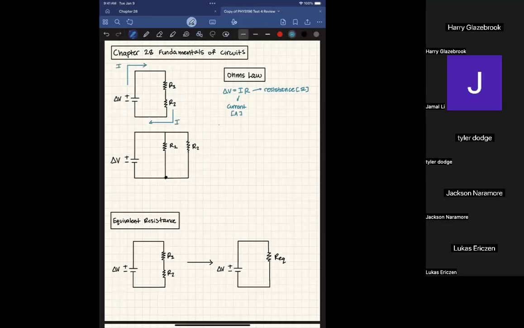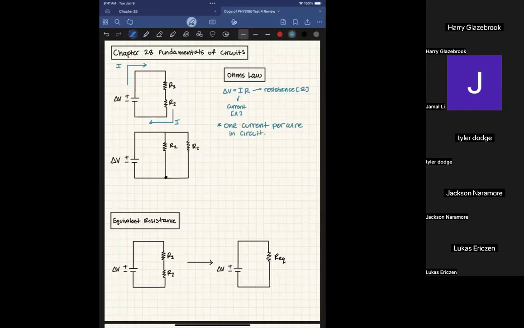One thing you want to note, if you have a circuit with no junctions like this one here, so it's just one wire, then you're only going to have one current. So you only ever have one current per wire in your circuit.